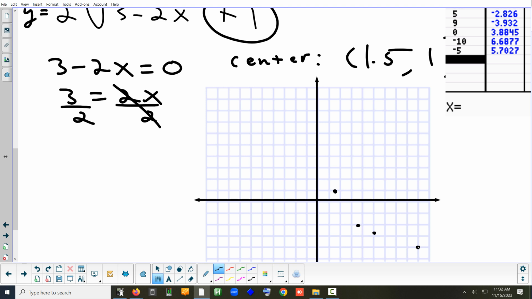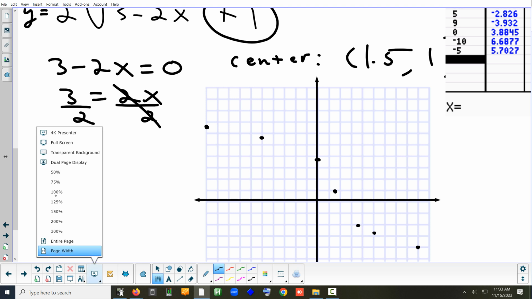Now let's do the left. 0, 3.8. Negative 10, a little above 6.5. And negative 5, just below 6. 1, 2, 3, 4, 5, 1, 2, 3, 4, 5, 6. Oh, like that. Yeah, that's pretty good. And now just connect your graph.